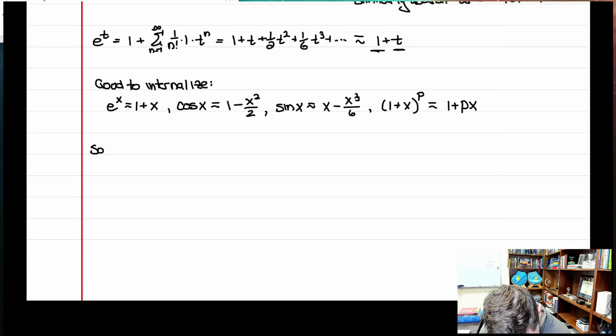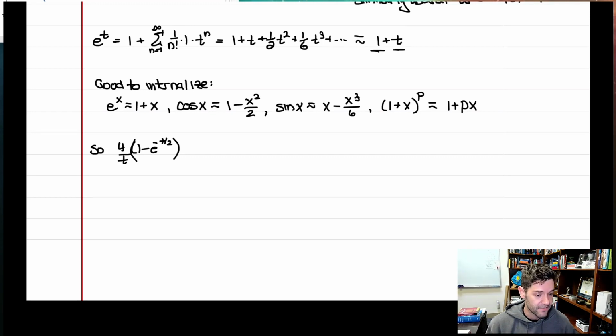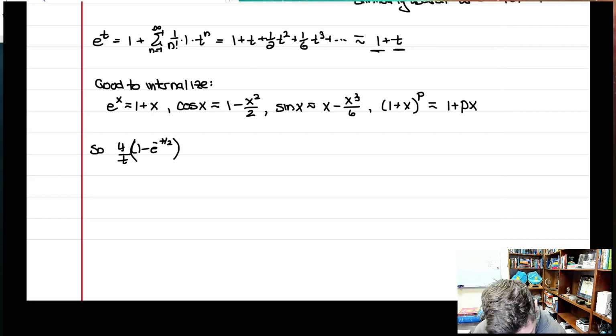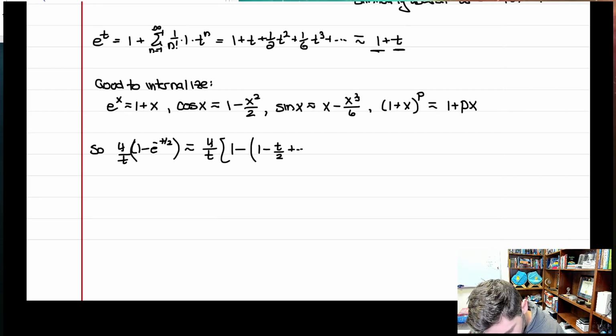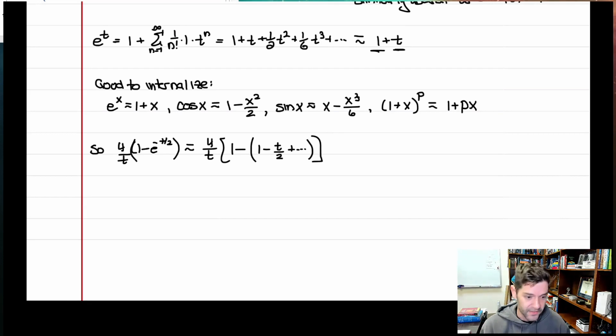All right, so then 4 over t, 1 minus e to the negative t over 2. I could ask myself then, okay, 4 over t, fine, then I have the 1 minus e to the negative t over 2. I'm going to replace that e to the negative t over 2 with its Taylor series approximation: 4 over t, 1 minus, and then if I look up in my cheat sheet, e to the x is 1 plus x, so this looks like it's going to be 1 minus t over 2 in that case. In this case, x is negative t over 2. And again, there are more terms, but I'm only going to keep the first one and see how well we do.